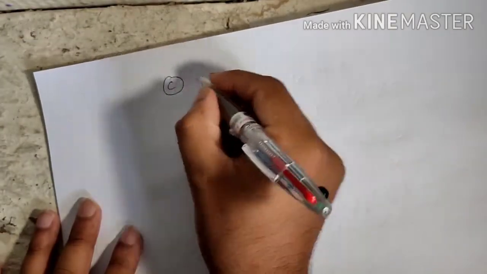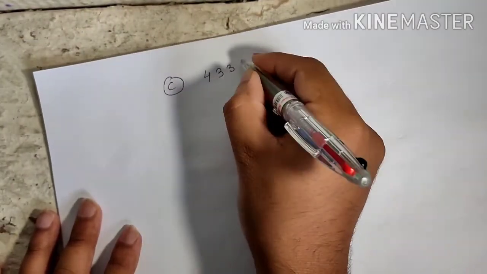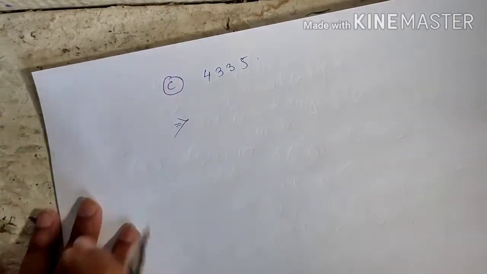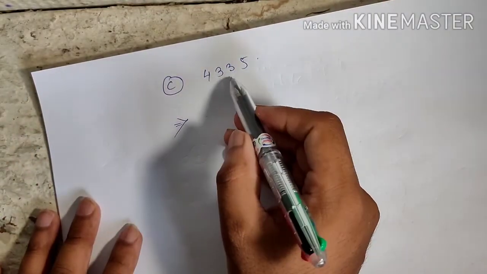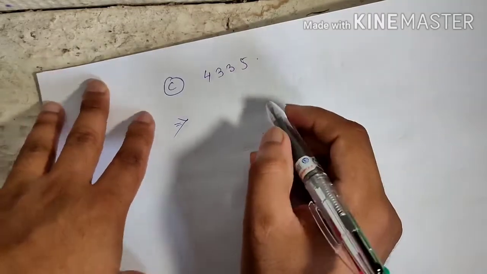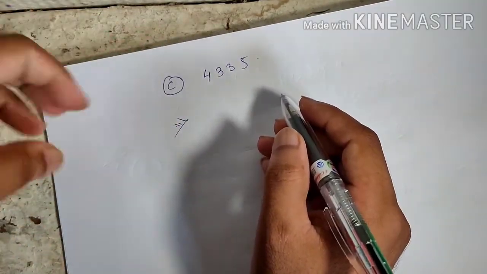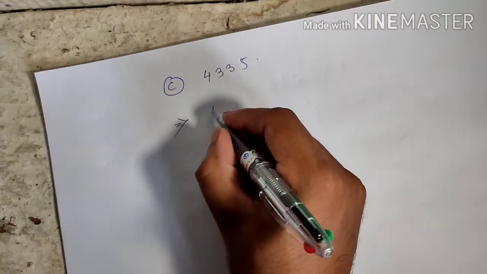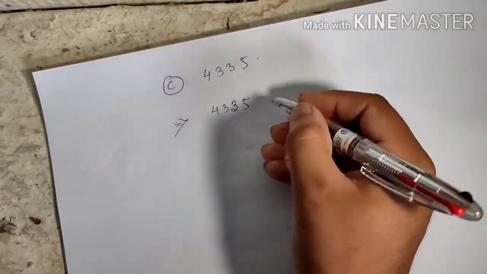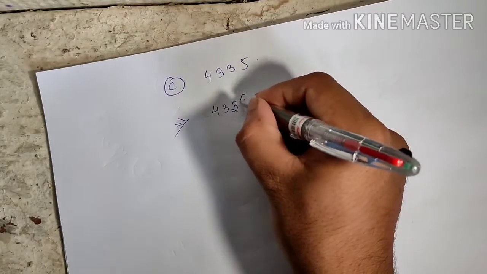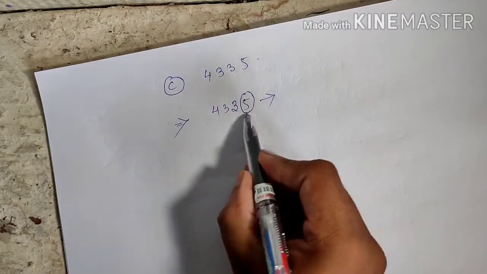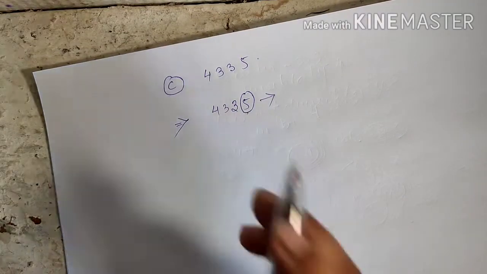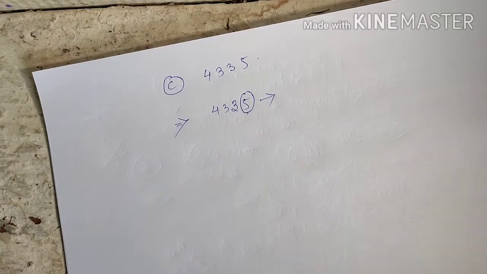Number C. It is given 4335. Is this number divisible by 2? We have to check for 2 and 3, and if both of them divide the given number, then we can say that yes, it is divisible by 6 as well. But first we have to see, is 4335 divisible by 2? If you see this 5, it is an odd number. An odd number is never divisible by 2.